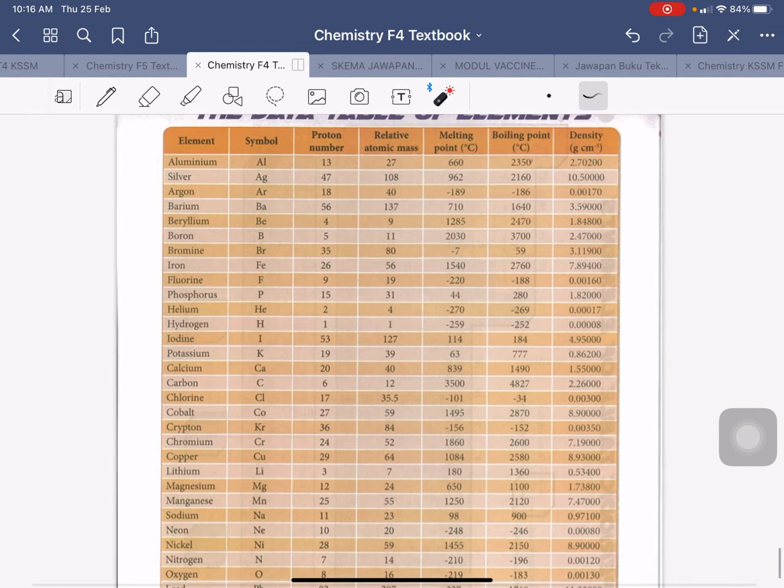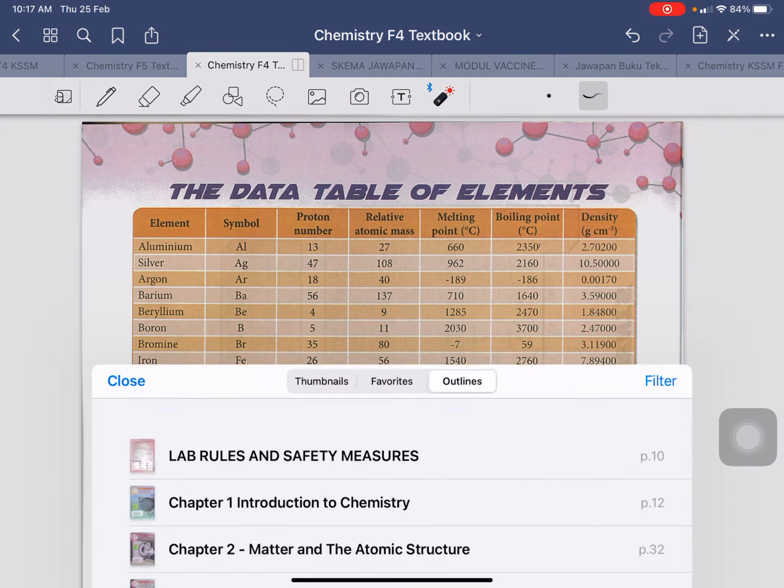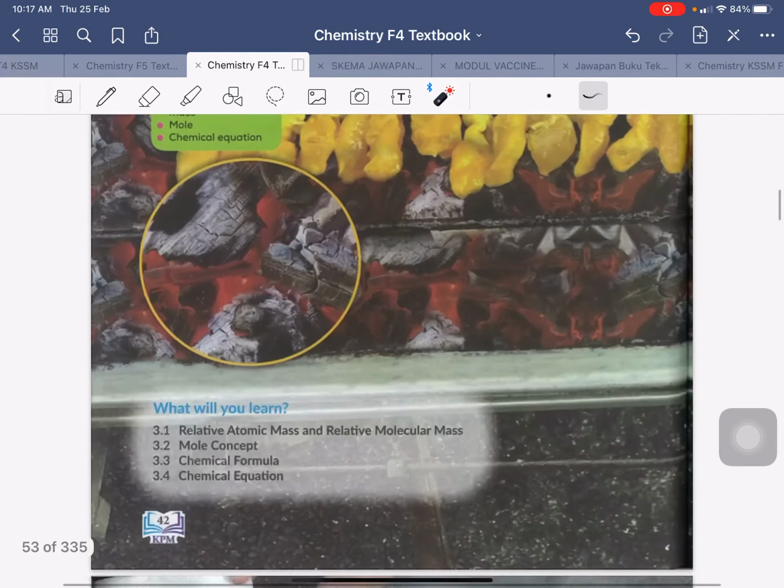Ini ya. Actually data ini available in your buku teks. Look at this one. RAM. Semua elemen sudah diberi dia punya RAM. Okay? You will need this nanti untuk kira-kira. Sangat penting. Okay. So habis RAM.